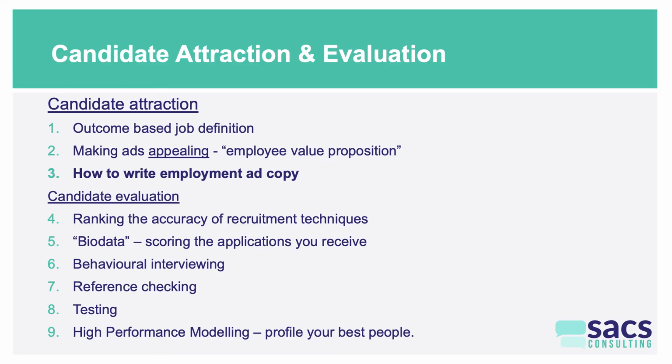So far in this sequence, we've talked about outcome-based job definition, we've talked about making ads appealing, the employee value proposition, and in the next video we're going to give you some really specific advice about how to write employment ad copy. We don't put them in papers anymore, or rarely, but if you're going to write something, no matter where it appears, digitally, in social media, or on a tweet, whatever, it still comes down to the same thing. The copy must work, and it must appeal to candidates in the right way.